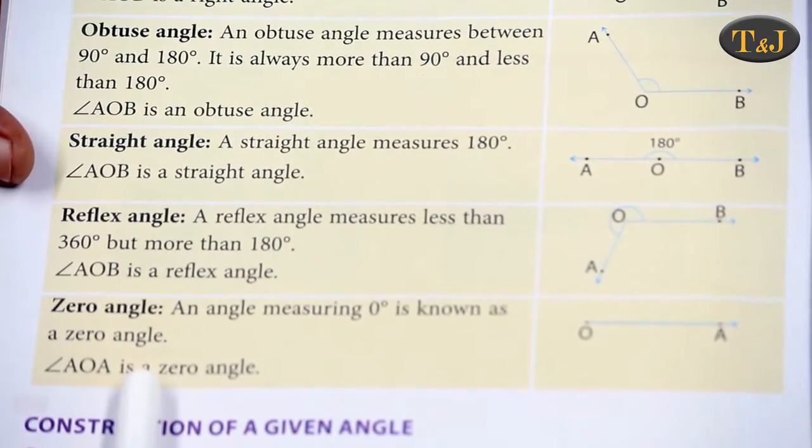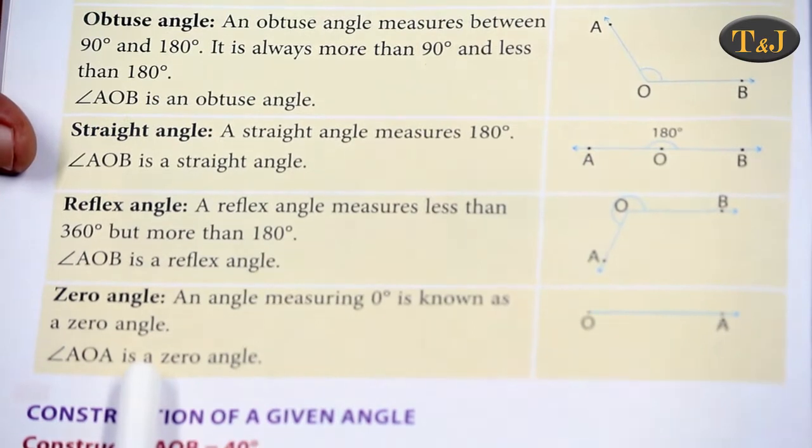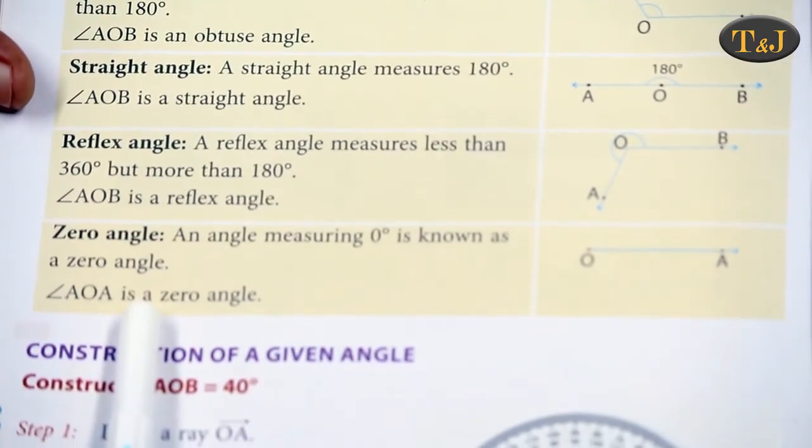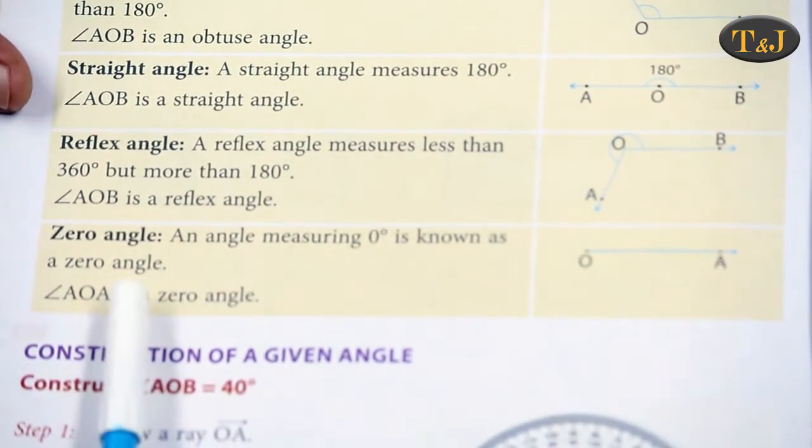Then the last and final angle is zero angle, that is 0 degree. In angle measuring, 0 degree is known as a zero angle.